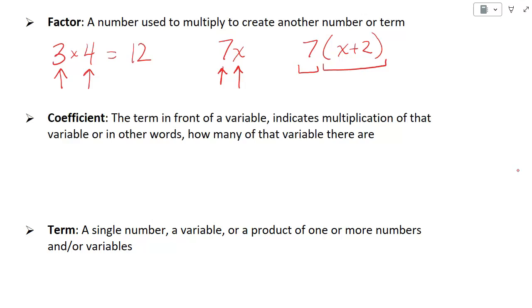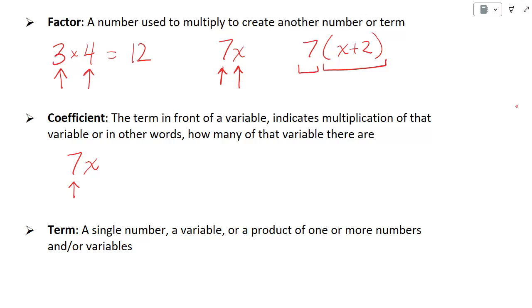The coefficient is the number or the term in front of a variable, and it indicates the multiplication of that variable. In other words, how many of that variable there are. So as long as there's no sign separating them. So the example I just used, 7x. 7 is the coefficient because there are 7 x's, whatever that x value is. 7 of these. How many of that variable there are. That's it.